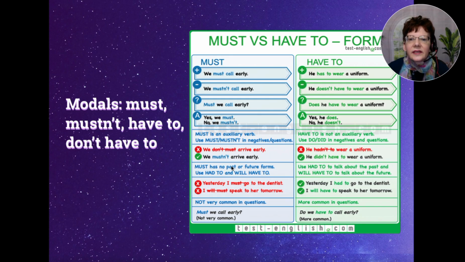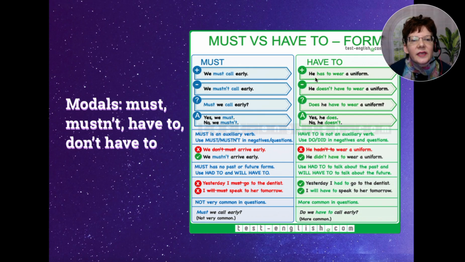Okay, so must is an auxiliary verb, and we can use must and mustn't in negatives and questions. Must has no past or future forms. For this we would use had to or will have to. Let's talk about have to briefly. This means obligation, positive, negative, question, and answer.